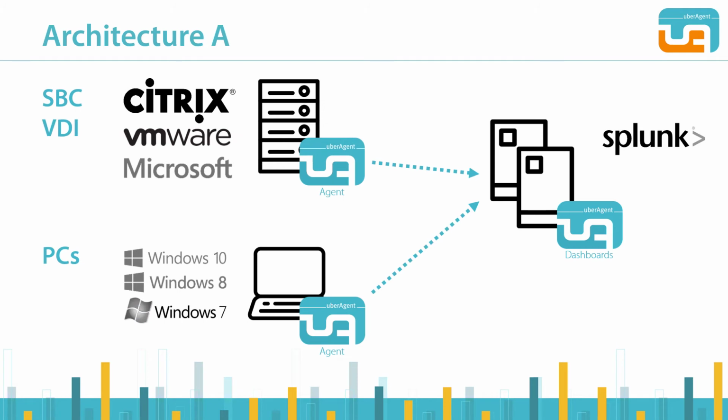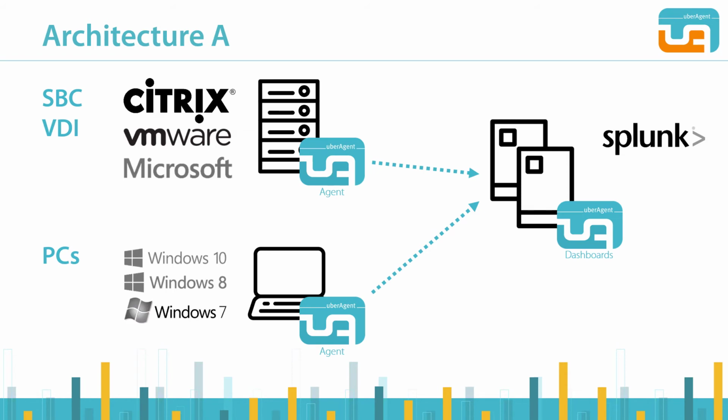Uber Agent can be deployed in two ways. Let's start with Architecture A. The setup is really simple. You deploy Uber Agent on your endpoints, so your PCs, laptops, or virtual desktops, and you point Uber Agent directly to Splunk. Uber Agent supports Splunk on premises, so Splunk runs in your data center, or you can use Splunk Cloud. The data can be sent to Splunk via TCP, HTTP, or securely via HTTPS.